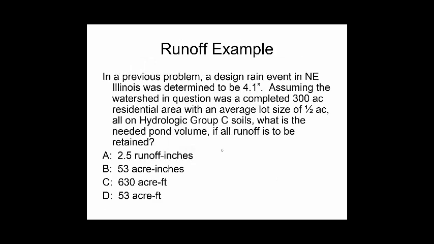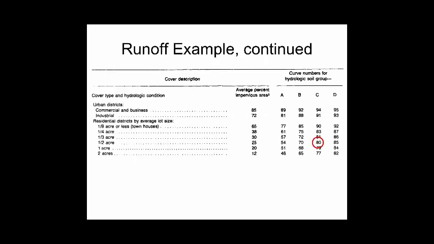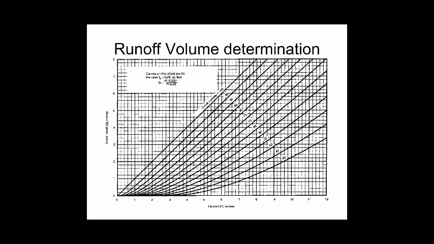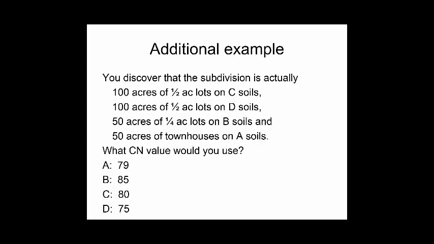In class, we mentioned the runoff example and we discussed it, so I'm not going to go over that now. We used these conditions. Be sure to stop and look at the example. Here is the additional example where you have a combination of soil types and different areas.